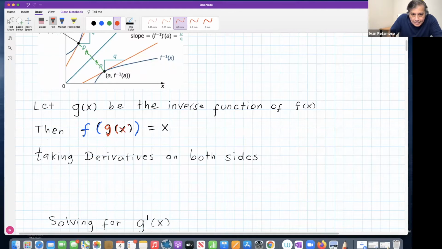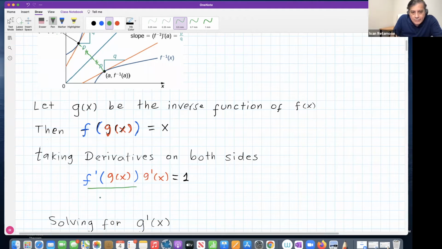So applying our chain rule, the derivative of this composite function will start with the derivative of the outside function evaluated at the inside function here, and then times the derivative of the inside function. And all that should be equal to the derivative of this identity function, which is just 1. So now solving for g prime of x, which is going to be the derivative of the inverse function, notice I'm going to get the following.